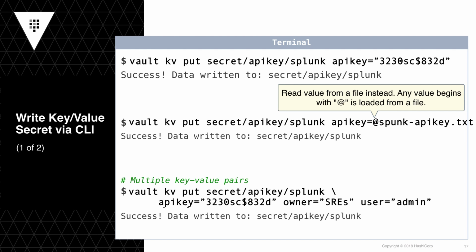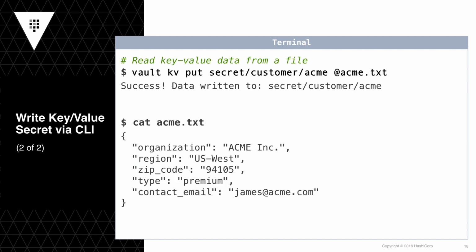In this case, we would execute the following command: vault kv put secret/apikey/Splunk apikey=@apikey.txt. We can also supply multiple key-value pairs within a single execution of the vault kv put command, as shown in the last example. In this example, the Acme text file contains a JSON-formatted collection of key-value pairs. When the vault kv put command references this file, it creates the same set of key-value pairs under the secret/customer/acme path.